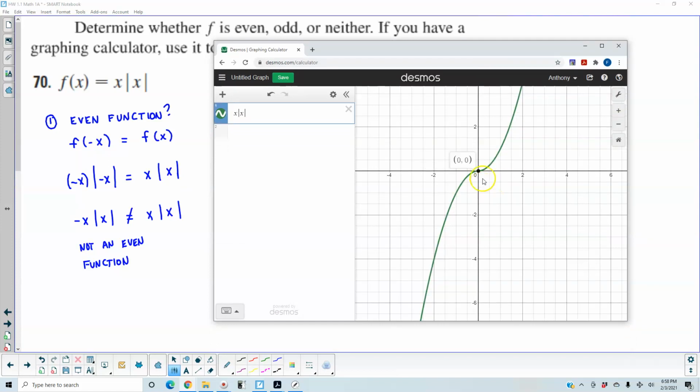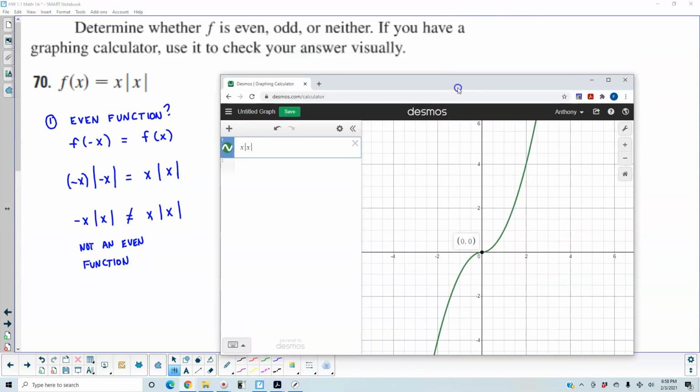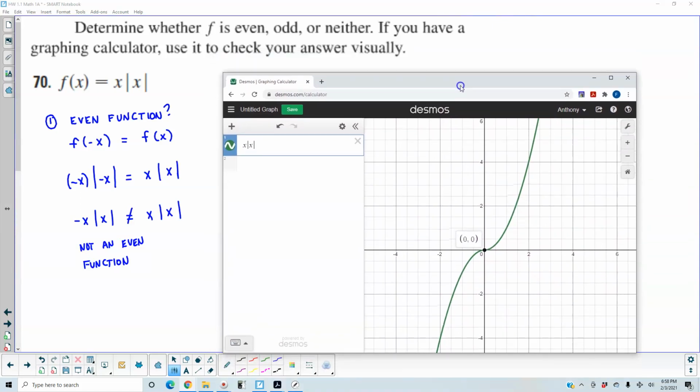Well, you can see here that it goes through the origin, and if we rotated this all the way around, we'd end up back in the same scenario. So therefore that tells us that it is an odd function.